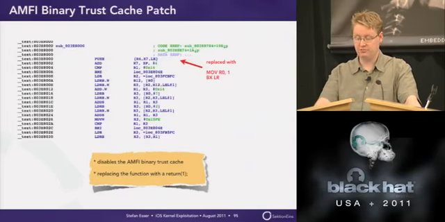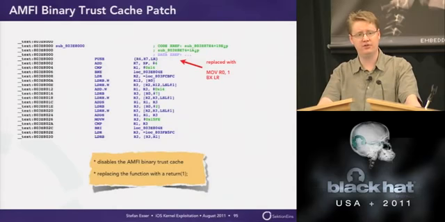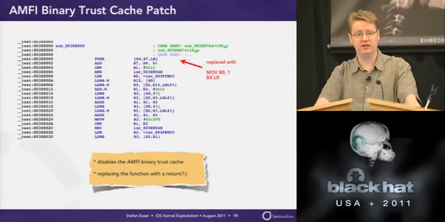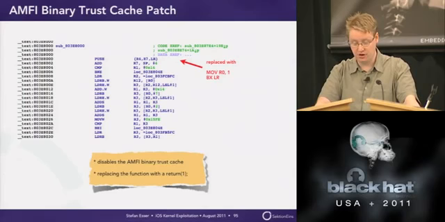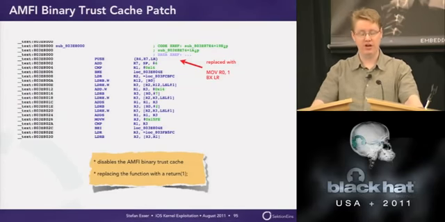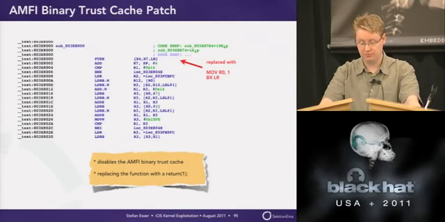Yeah, the next thing that's patched, and if you see the slides from the CD, you will miss this slide because I had a few slides missing when I submitted it to BlackHat. So the next thing that was patched is the AMFI binary trust cache, which is like a cache for all the trusted applications. And Comex just replaced it with a return one so that it's not used.